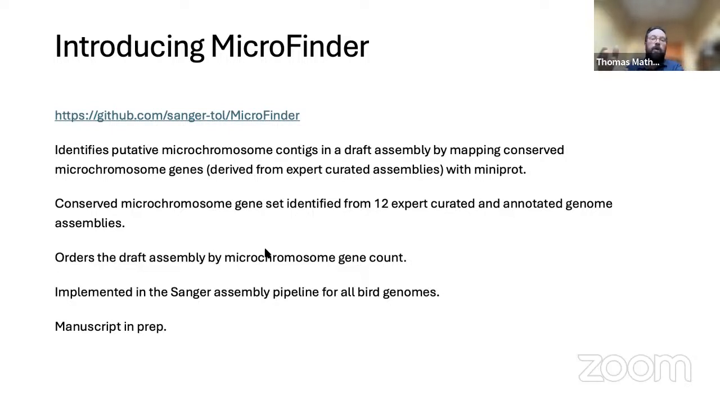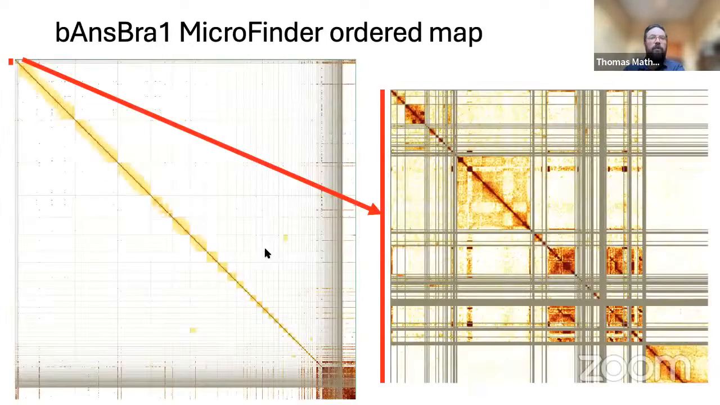And then what we do is we order the assembly by these gene counts and remake the pretext map using this ordered assembly. And that allows us to curate them more quickly. And that's now applied to all of the birds that come through the Sanger pipeline. Second thing we do, now this is fairly new, so I've been working on this in the last few weeks, but we've had some nice results, so I've decided to include it in the workshop.